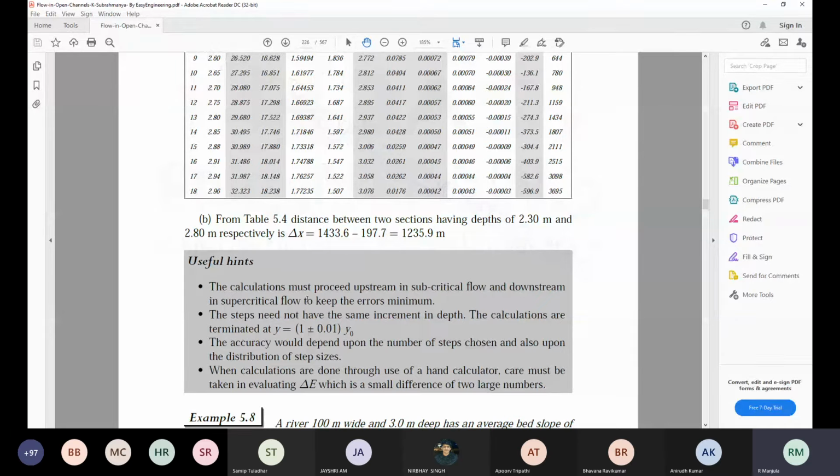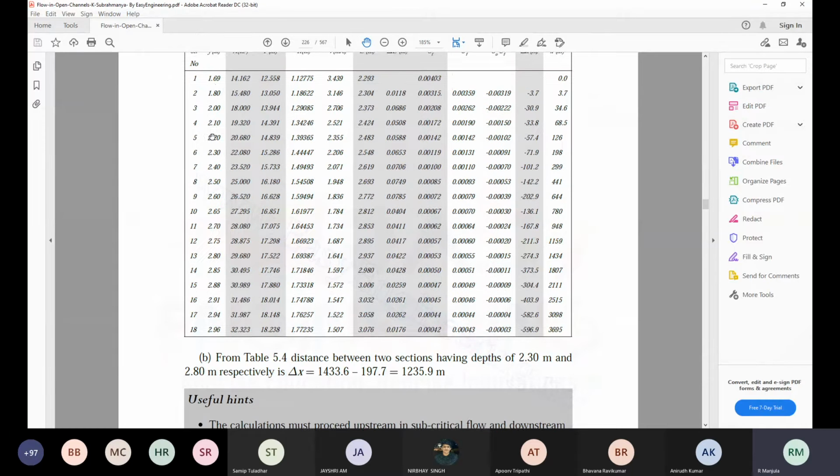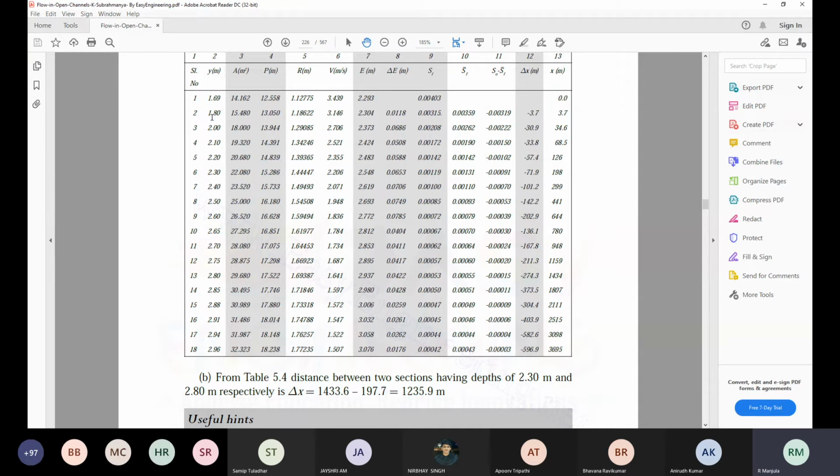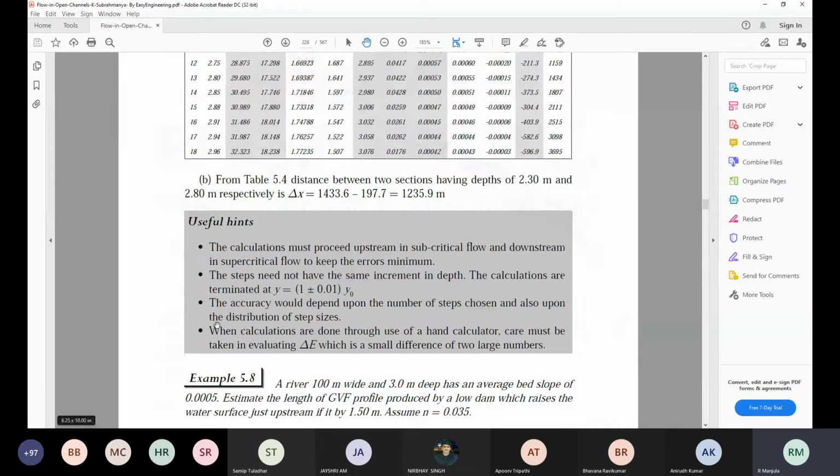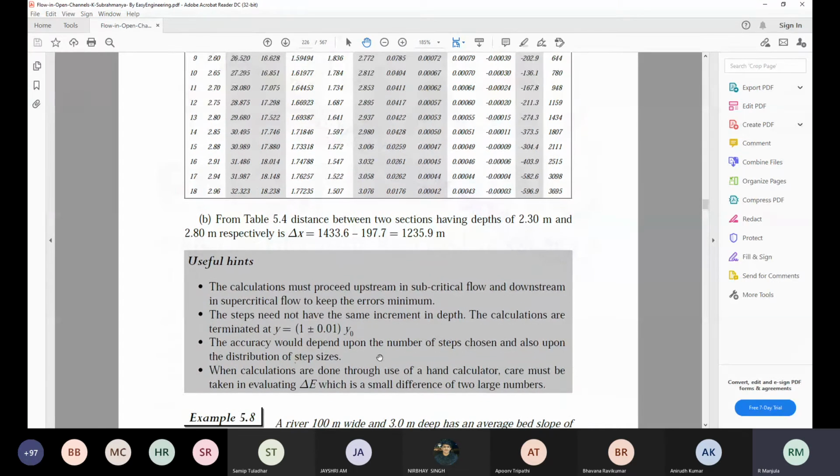So 0.01 y naught is going to be your increment. 1.01 y naught is what you have taken, the difference is 1.01. So the steps can have the same increment in depth; 1.01 y naught is going to be your increment in the depth. That is what you have given, 1.69 to 1.8, 1.01 is the increment in the depth. And the accuracy depends upon the number of steps chosen and also upon the distribution of step sizes.